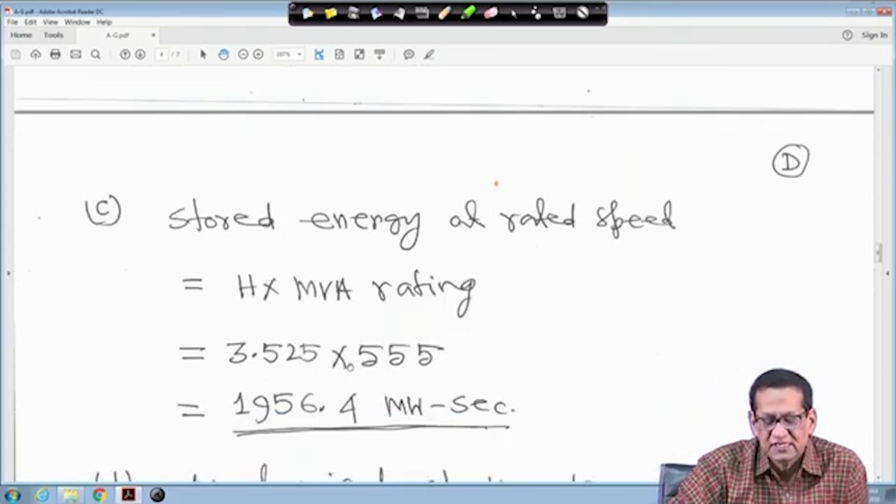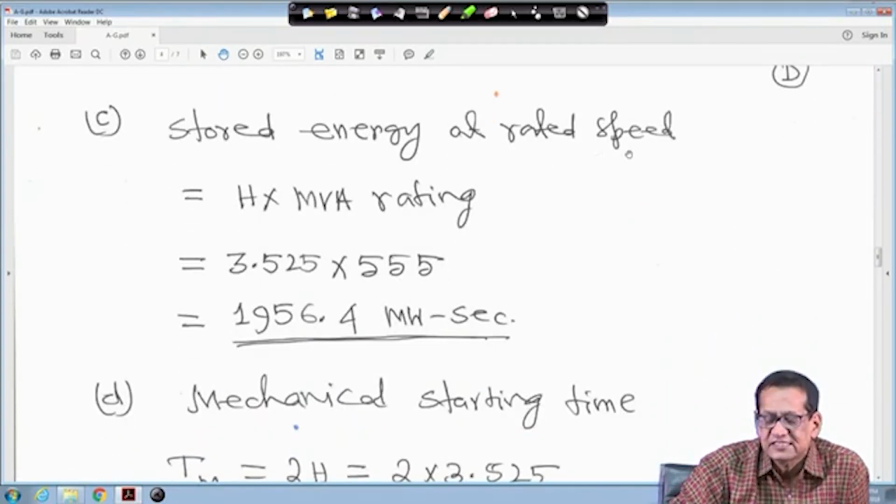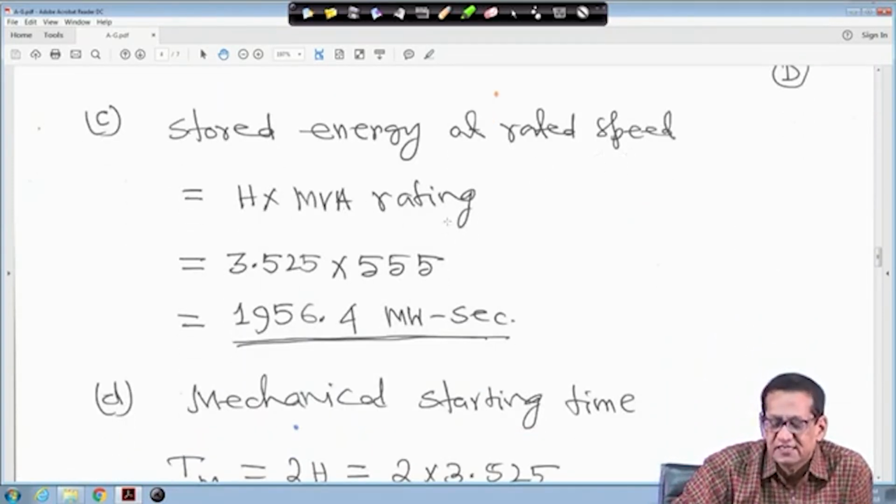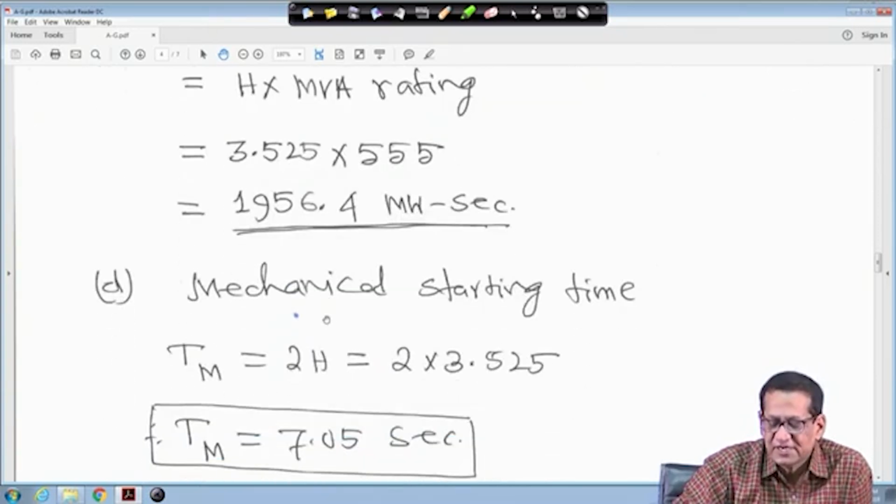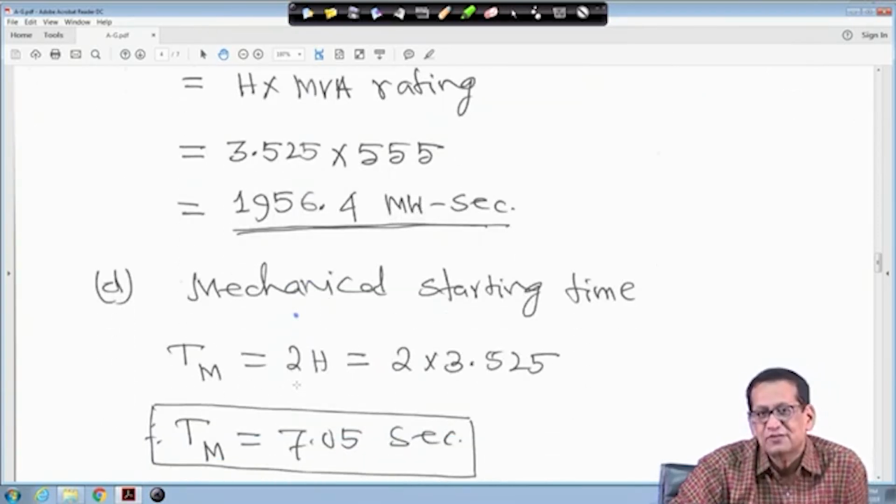Now, the third part is stored energy at rated speed. You know H into MVA rating. So, H is equal to 3.525 we got and MVA rating was 555. So, it will be 1956.4 megawatt second. And D, the mechanical starting time, we know Tm is equal to 2H.